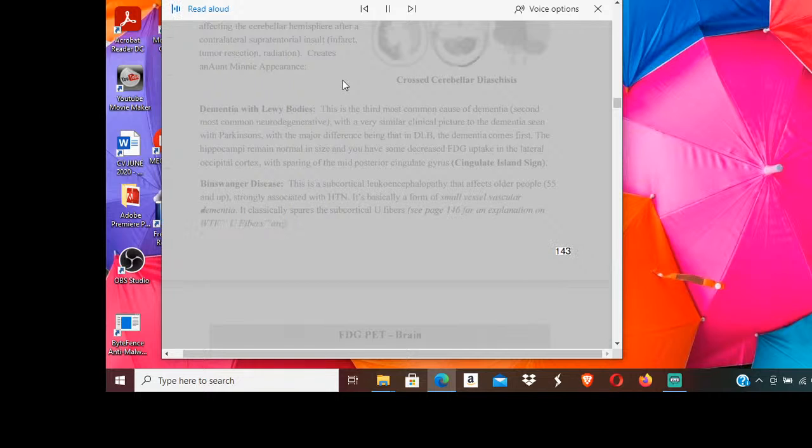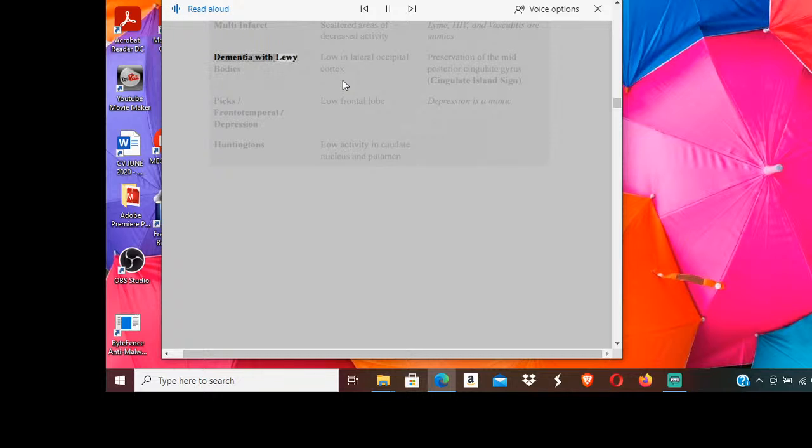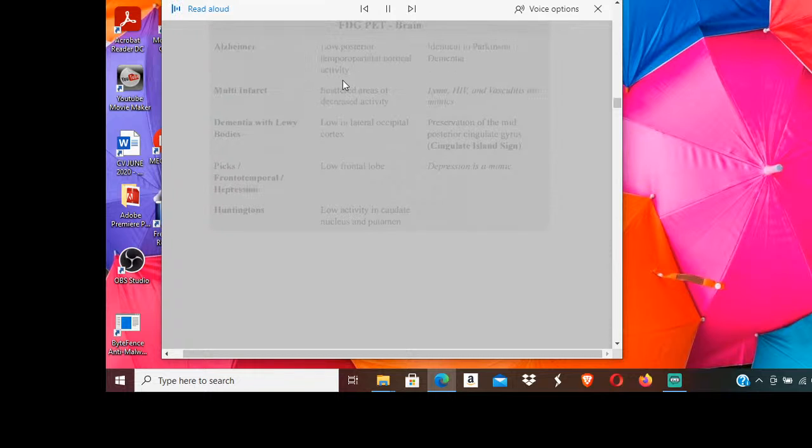143. Alzheimer, multi-infarct, dementia with Lewy bodies, Pick's, frontotemporal, depression. FDG PET brain: low posterior temporoparietal cortical activity, scattered areas of decreased activity, low in lateral occipital cortex. Low frontal lobe. Low activity in caudate nucleus and putamen. Identical to Parkinson dementia. Lyme, HIV, and vasculitis are mimics. Preservation of the mid-posterior cingulate gyrus, cingulate island sign. Depression is a mimic.